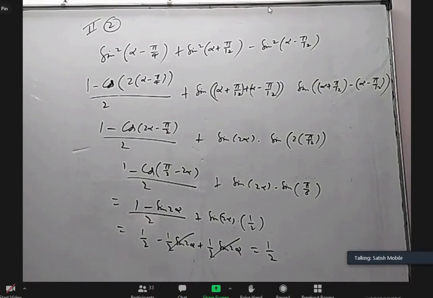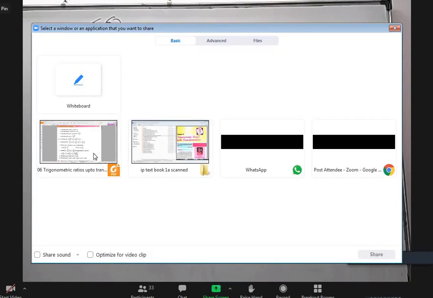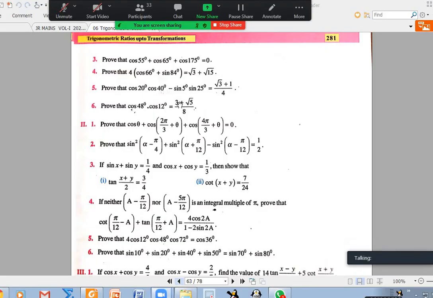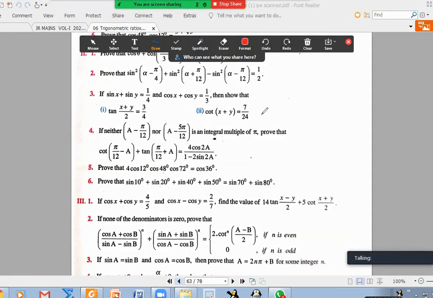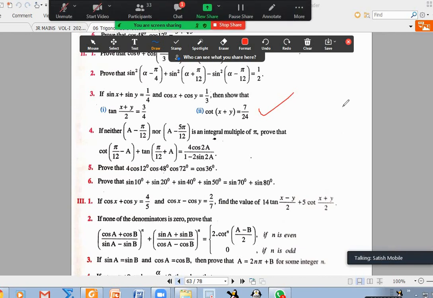Okay, this is better this way. I can also write in terms of cos 2 theta, but again the same thing will come. Any doubt about this third question? Anybody?